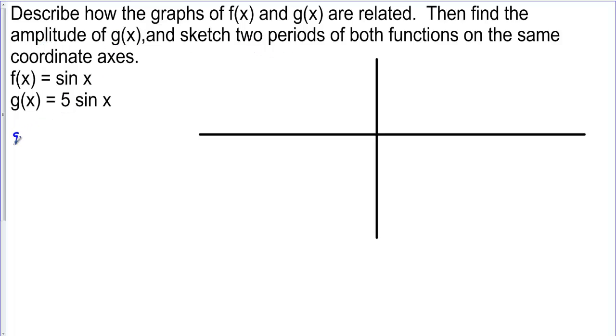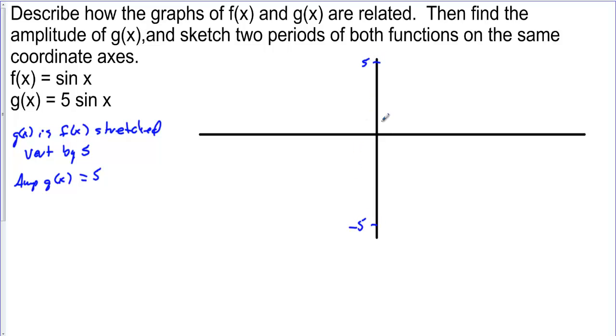So now g of x is f of x stretched vertically by 5. And the amplitude of g of x is 5 in this case. So now f of x is only going to go up to 1, but g of x is going all the way up to 5, and it will go down to -5. F of x is only going to go up to 1 and down to -1.